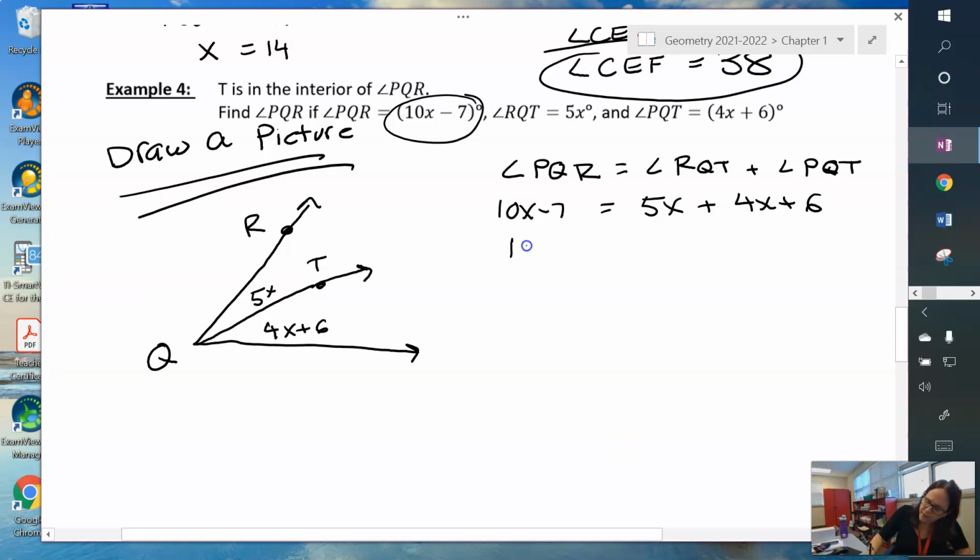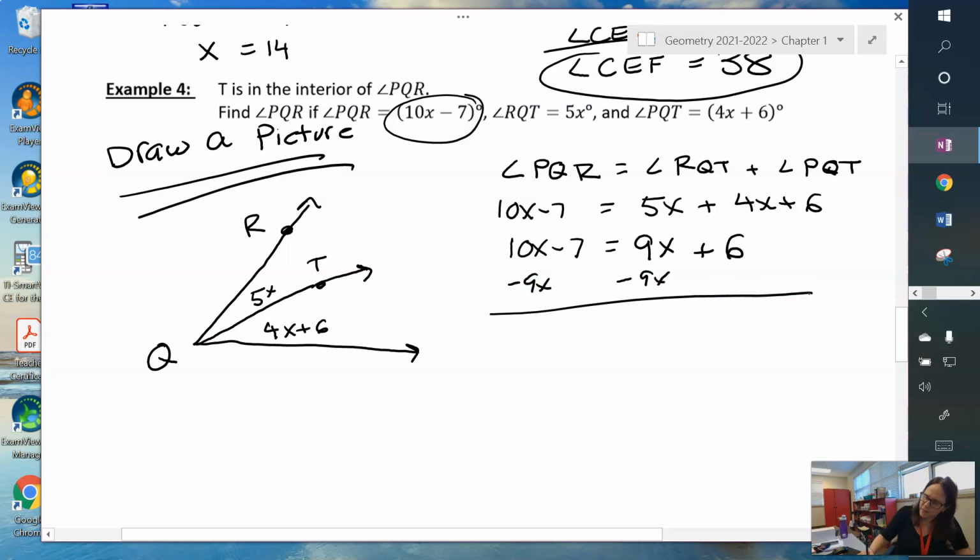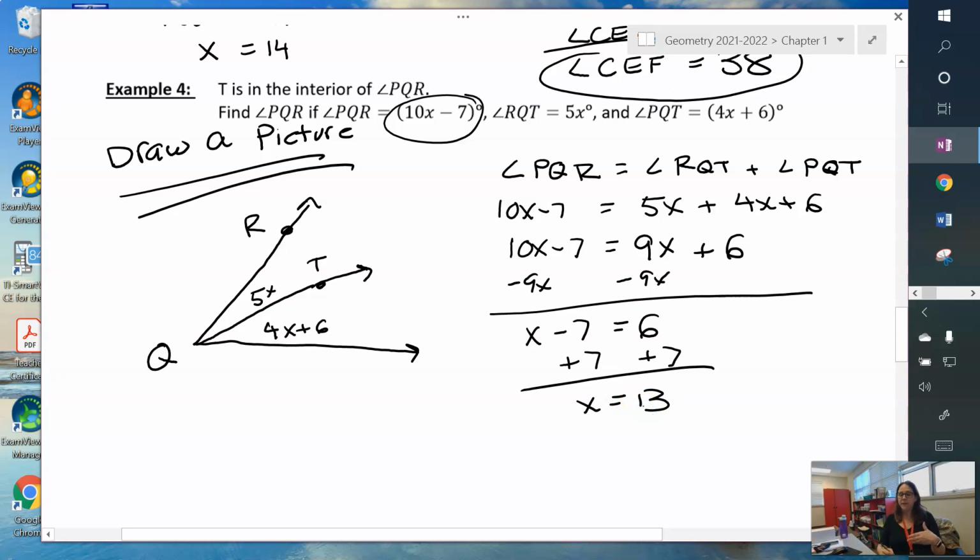So I have 10x minus 7 equals, let's combine like terms, 5x plus 4x is 9x, and I have a plus 6. I'm going to subtract 9x from both sides, and that gives me x minus 7 equals 6. Add 7 to both sides, x equals 13. I have x.